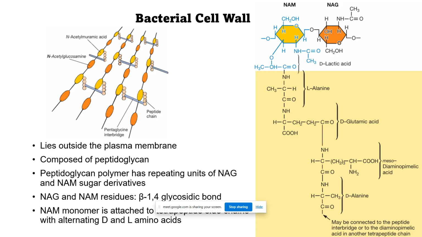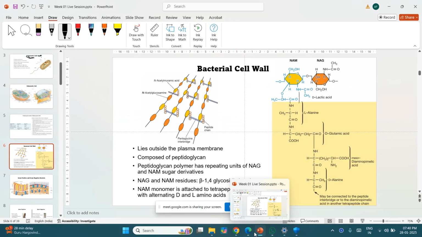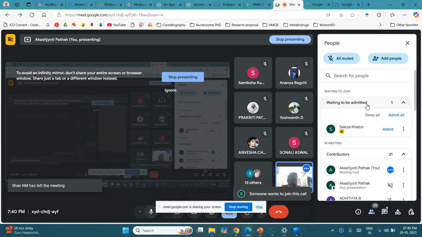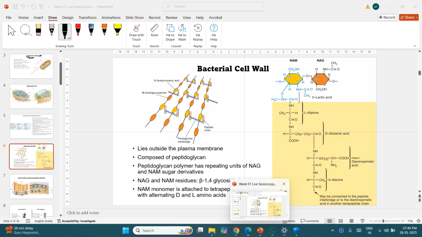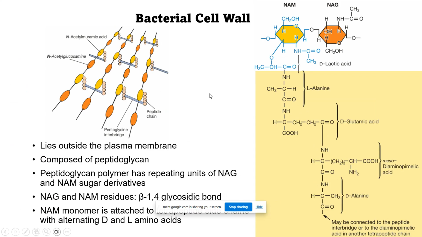So peptidoglycan is a polymer basically. Peptidoglycan is a polymer formed by repeating units of N-acetyl glucosamine and N-acetyl muramic acid. This figure I've taken from the book Prescott. You see these are the repeating units of NAG and NAM. They are repeating, and the NAM molecule is attached to a tetrapeptide structure, right? So you see here.